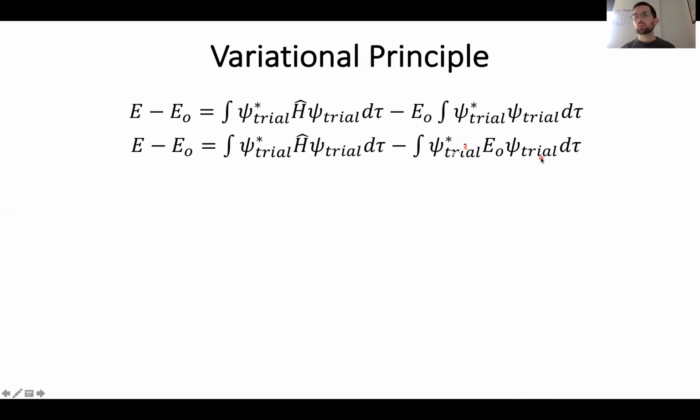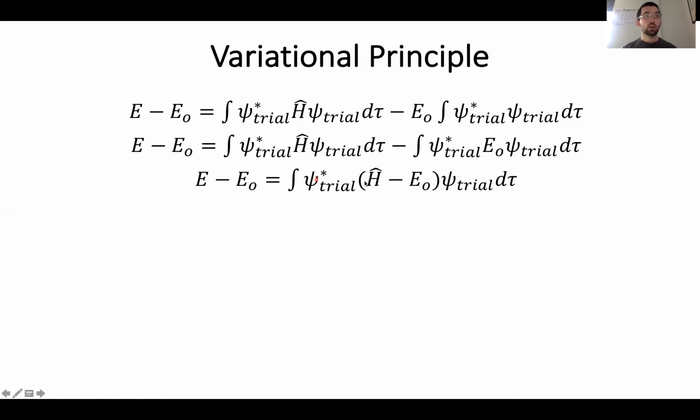Now, one of the reasons why this actually is fairly useful is because I turn that true energy from being a value to an operator. And then I can make use of some of the principles we used at the beginning of the semester, saying I have a combination of two expectation values, and that's going to be the same thing as doing the combination of the two operators.